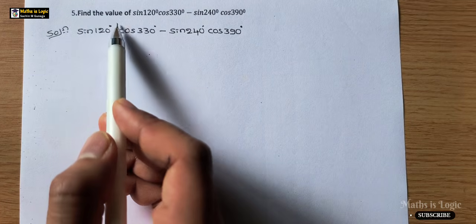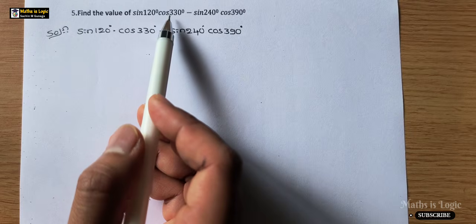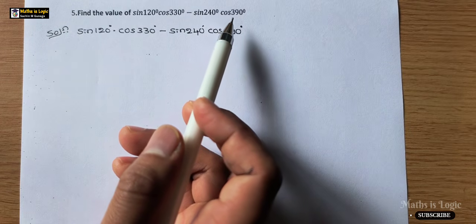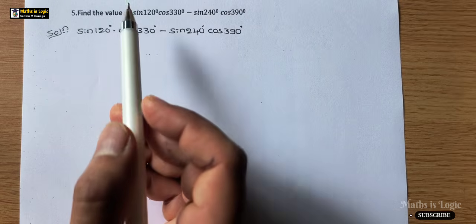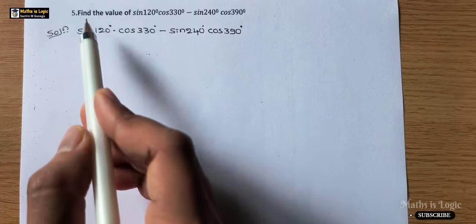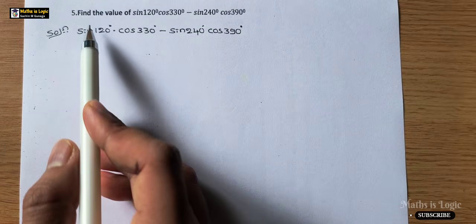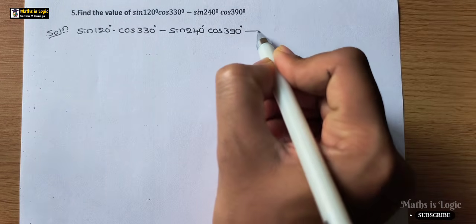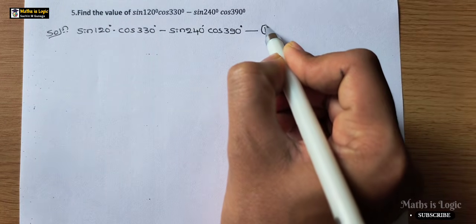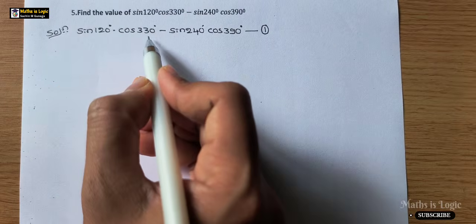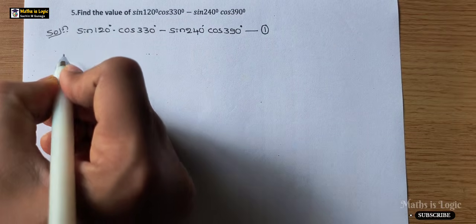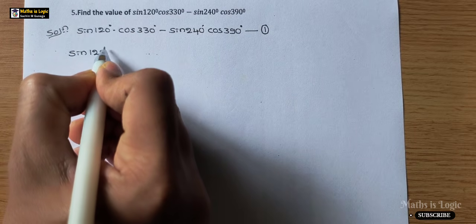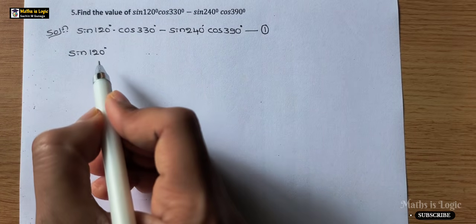Next, fifth one, find the value of sine 120 degree cos 330 degree minus sine 240 degree into cos 390 degree. So this is an allied angle example. So first, call the given expression equation number 1. Now find all four values. In that, first one, sine 120 degree. So what is the first step?